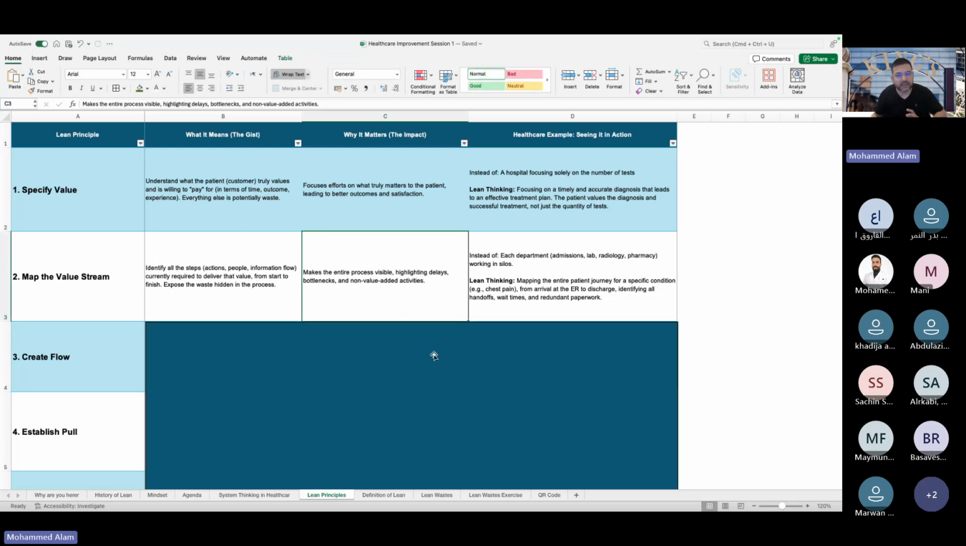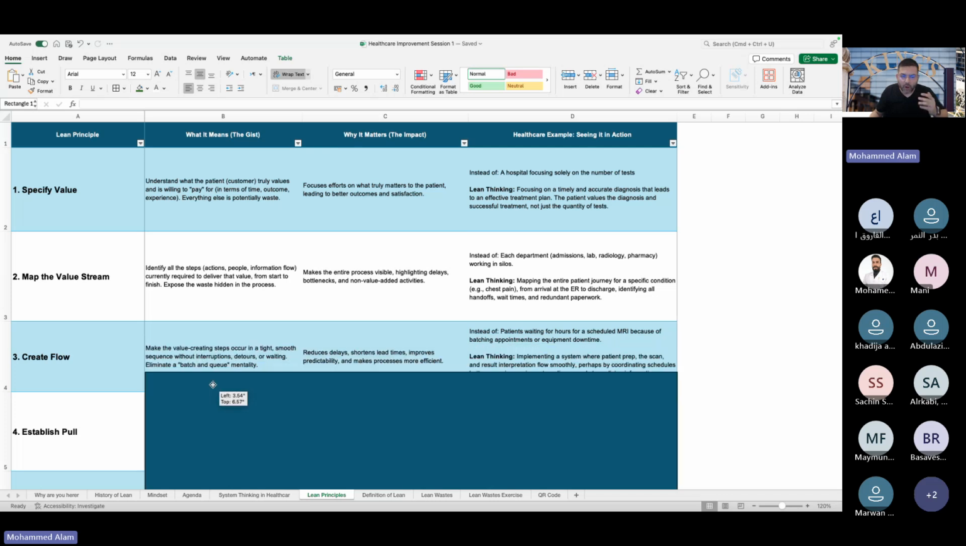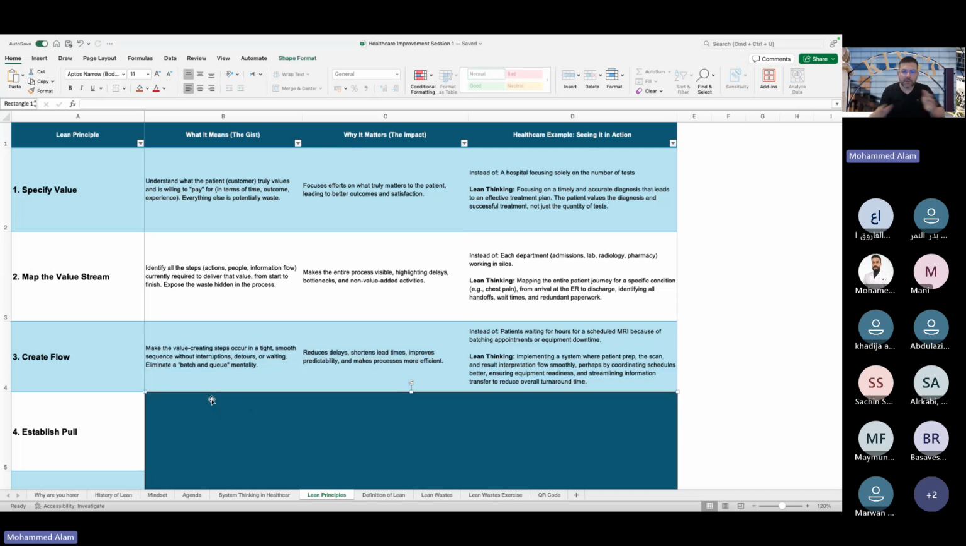It highlights the delays, bottlenecks, and non-value adding activities. So once you map the value stream, the next principle says that now you know everything about how the value flows. You know where the value is not flowing, where the bottleneck is, and you also know what activities are not adding any value.